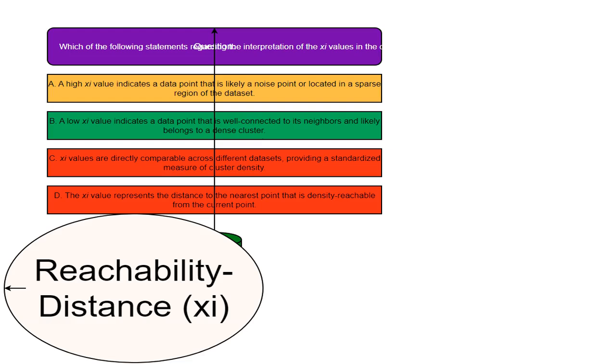The reachability distance, often called Xi, pronounced "KSI", measures how far away a point is from its furthest neighbor that is still considered density reachable. This means you can find a path from the point in question to its furthest neighbor via a sequence of points that are all close enough to each other. A small Xi value indicates a point surrounded by closely connected points. A large Xi value means the point is relatively isolated. It's a key element for understanding where the cluster boundaries are.